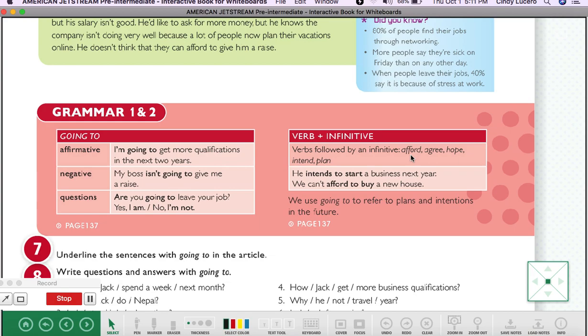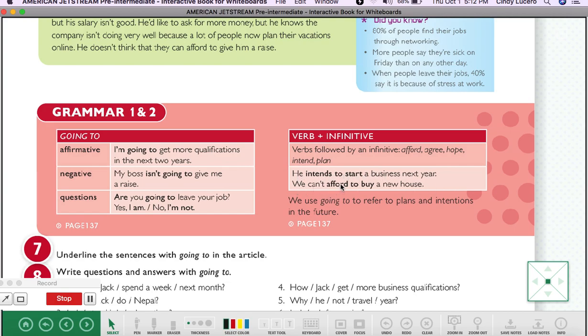Also, you can represent more intentions with those verbs. Do you remember a fourth? It is like como poder comprar o costear algo, agree or hope or intend or plan. You can look up the meanings here, but the idea is to express some intentions or some plans with these verbs. After those verbs, afford, agree, hope, you have to use an infinitive. That's why here we have verb, afford or agree, plus infinitive. For example, here, he intends to start a business. Okay? He intends to start a business.